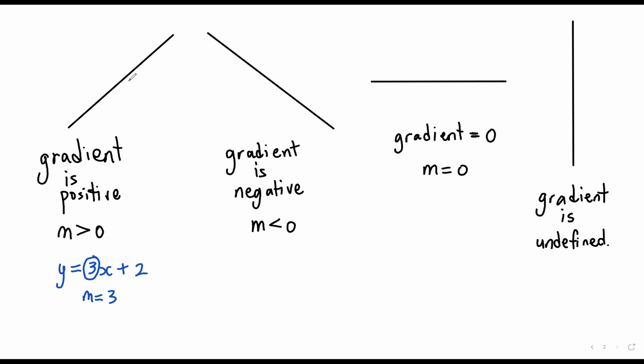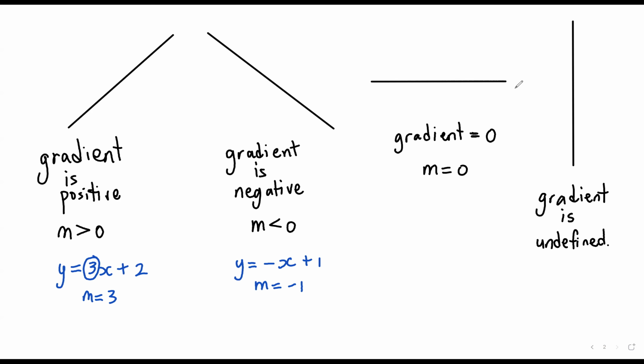When the gradient is negative, well, this could be something like y is equal to negative x plus 1, right? Here, m is negative 1, which is less than 0, m is negative. So the gradient of this line, y is equal to negative x plus 1, would be m is equal to negative 1, right?